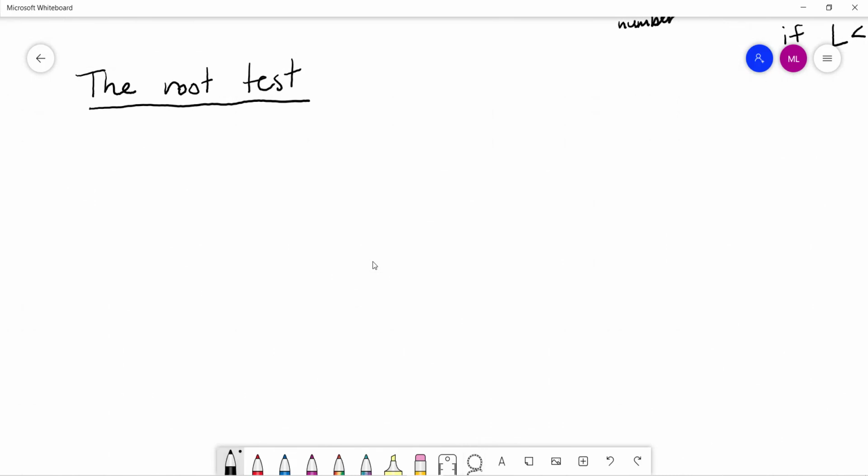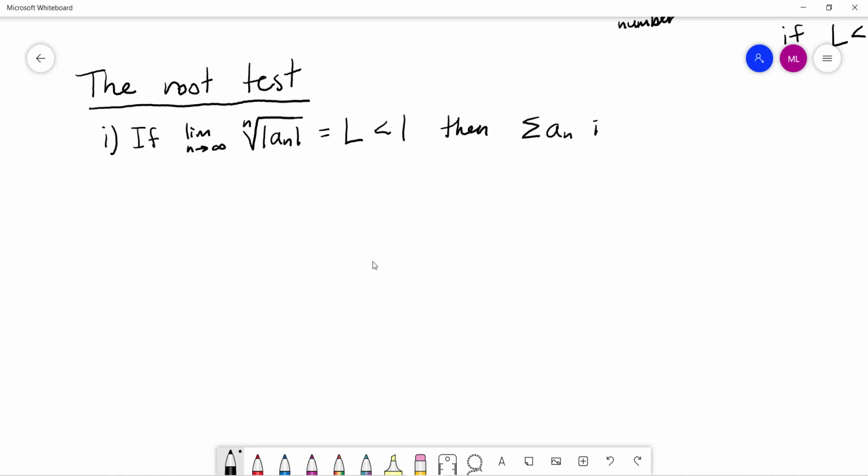And so the root test says the following. Basically, it's also 3 parts. The first one says that if the limit as n goes to infinity of the nth root of the absolute value of a sub n winds up being a constant that is less than 1, then the original sum of the a sub n's is absolutely convergent.